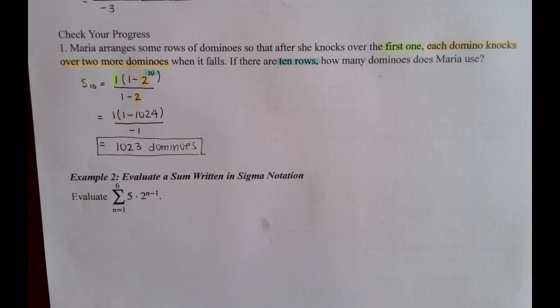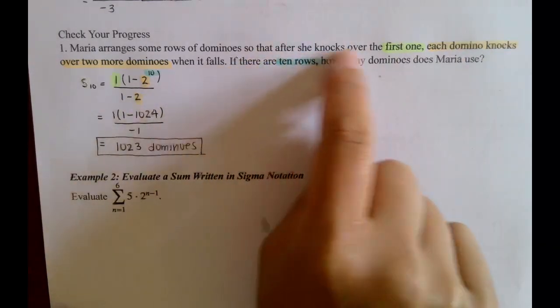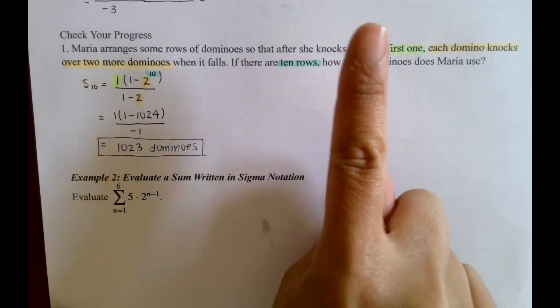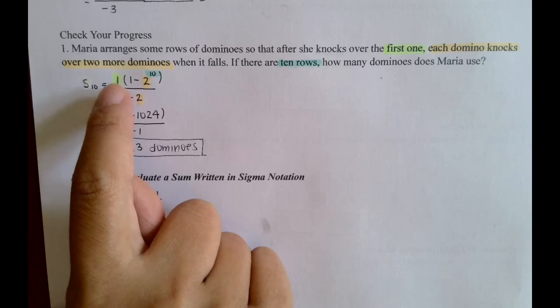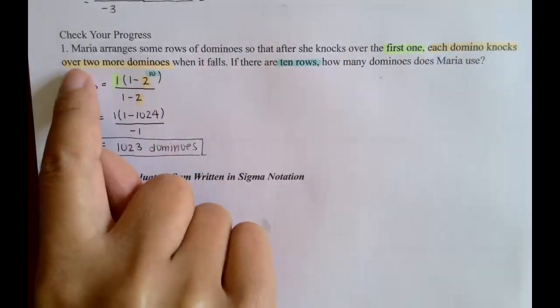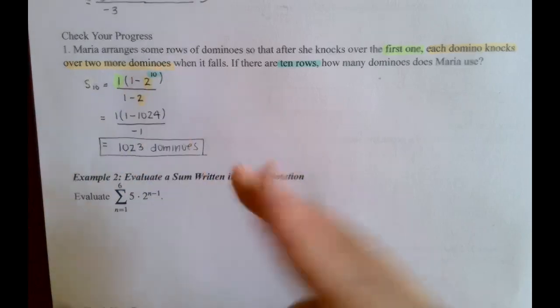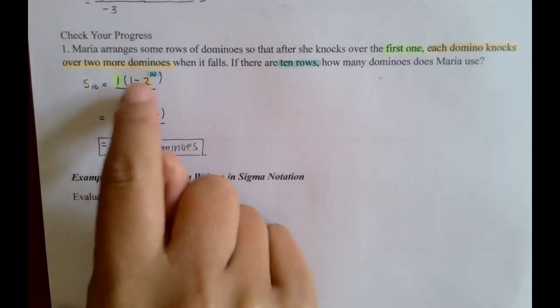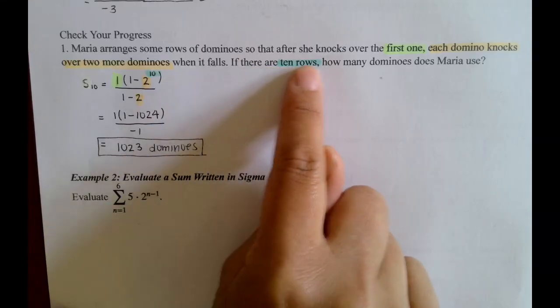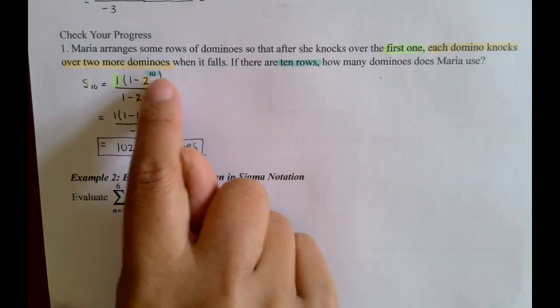We know that she knocks over the first one. So in the beginning, there's only one domino in the first row, so that's a sub 1. Then each domino knocks over 2 more dominoes, so there's a ratio of 2, and that's why 2 is my common ratio. There are 10 rows, and so that is n here.